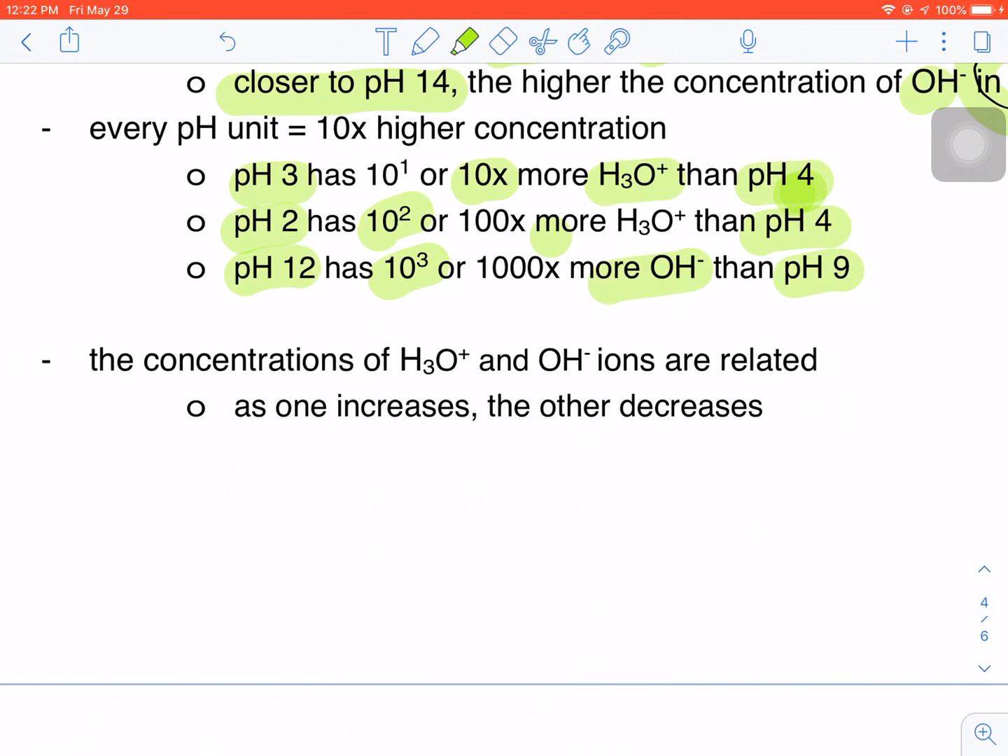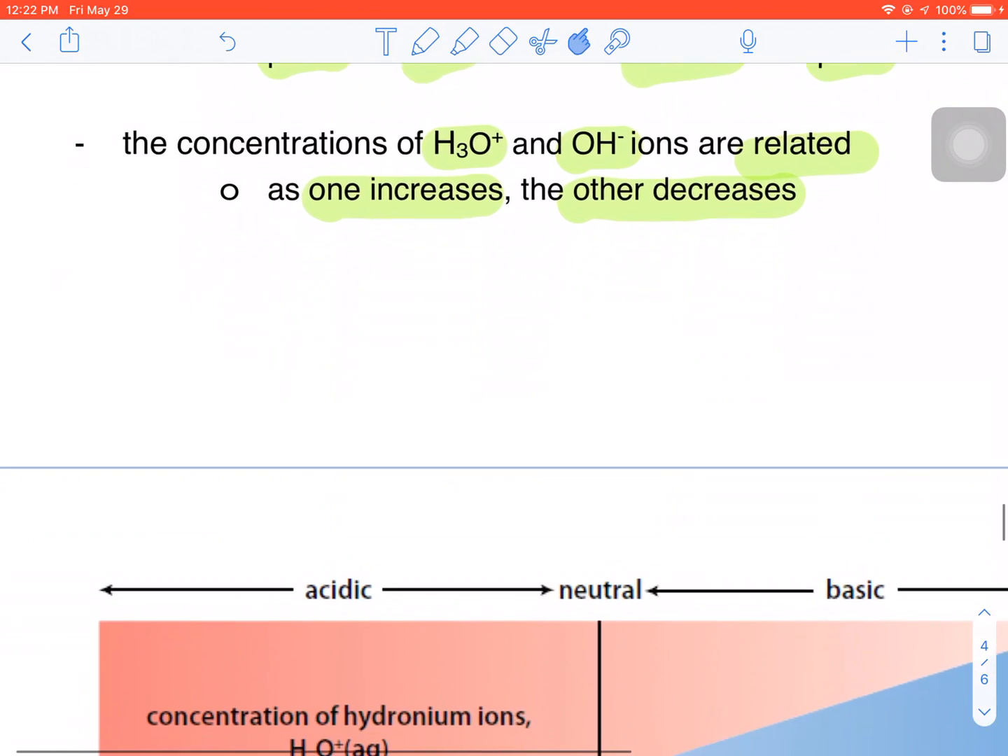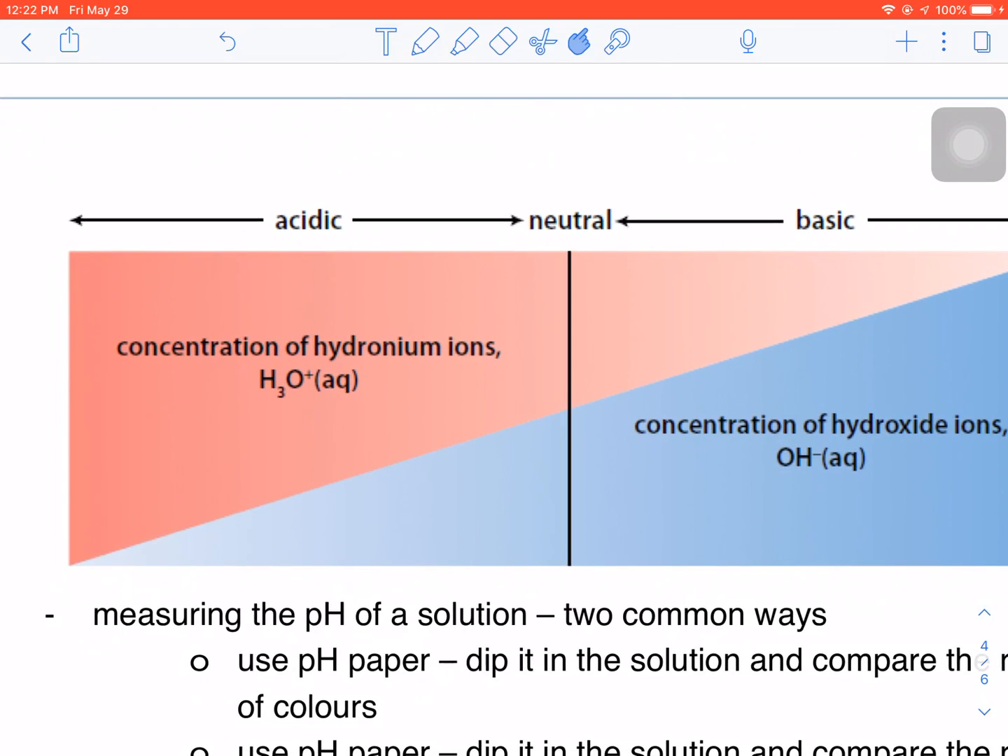And then it turns out that as I look at the concentration of one, I can also know the concentration of the other, because the two of them are related directly, since they're both present in the water-based solution. As one of these is at a higher amount in the solution, the other one is at a lower amount. The higher the H3O plus, the lower the OH minus. The higher the OH minus, the lower the H3O plus. So there's a relationship between those two that says if I know one, I know the other.